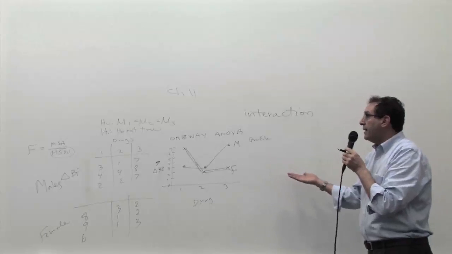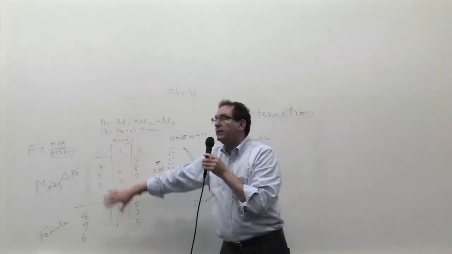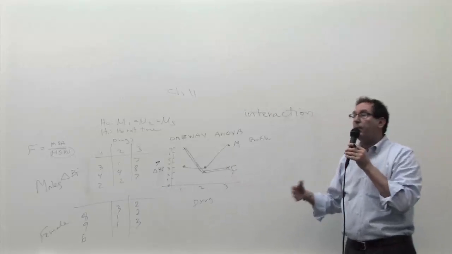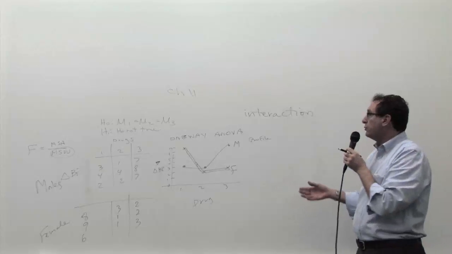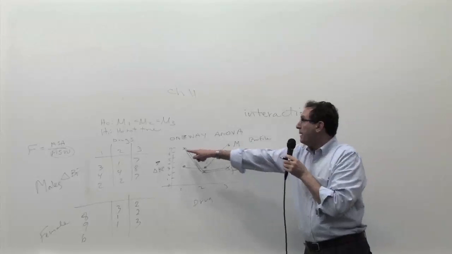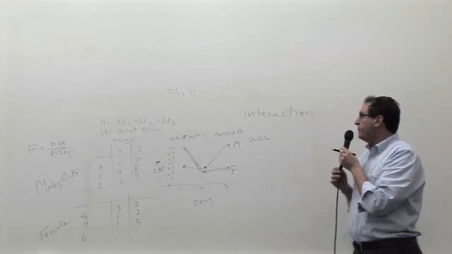Well, can you say that? If you plugged all 18 numbers into the formula, do you think the computer is going to pop out and say drug number 3 is better? That's not a true statement. It's true for the males, but it's the opposite. Drug number 1 is better for the females.